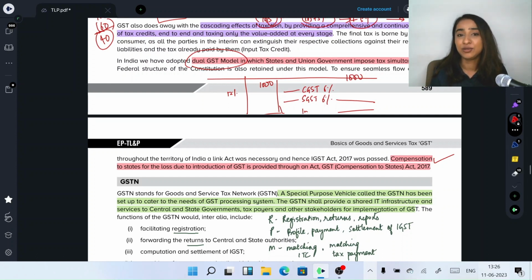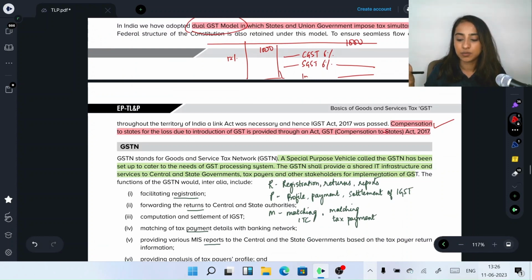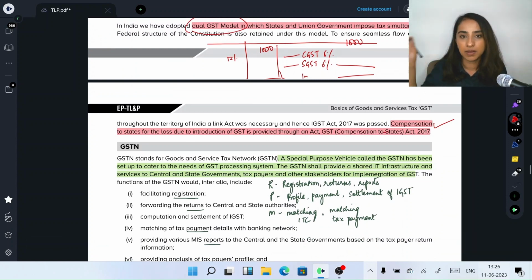I know you can do this even while walking, running, eating, or commuting. This is something that you can do. Just put on your earphones and keep listening, right? So this is a passive way of learning, you know that. Okay, so briefly we've touched upon what is compensation to states. We'll study a bigger paragraph in the later part of the chapter.